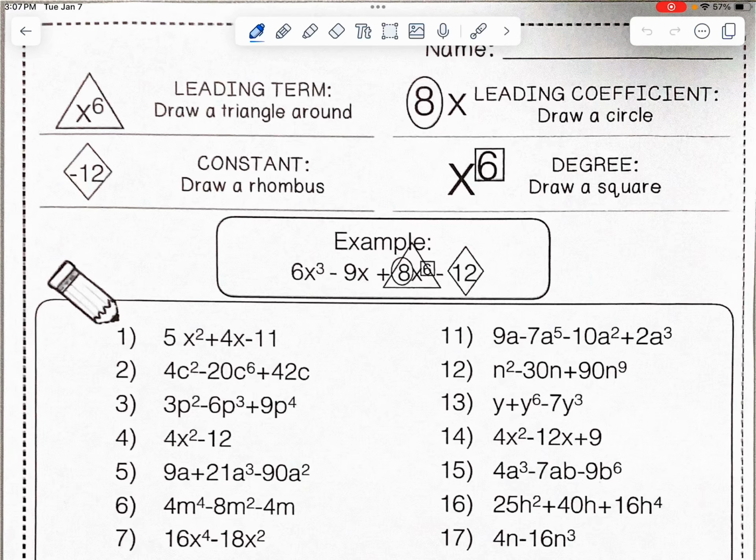Okay, so I was asked to go over this worksheet, so I figured I would do a video and post it so everybody could see it. This is the worksheet I handed out on Monday, just going over the leading terms, coefficients, degrees, constants, and whatnot.